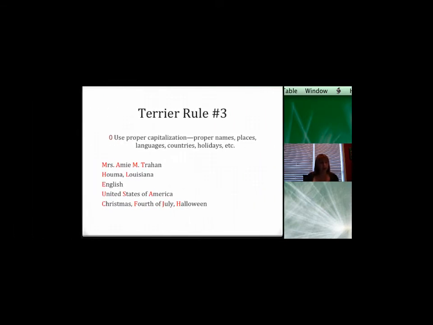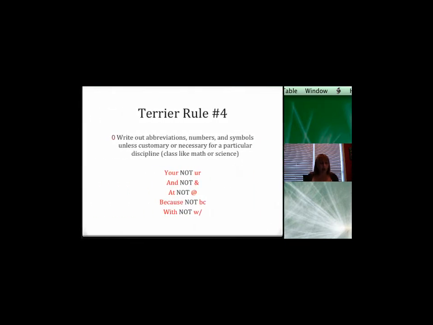Terrier rule number 3 is use proper capitalization when capitalizing names, places, languages, countries, holidays, etc. It's important to remember that words in the English language receive capital letters. If you need a tutorial in this, you can reference your textbook or you can simply Google it. There is really no excuse to omit capital letters, especially when typing in a word processing program that has spell check.